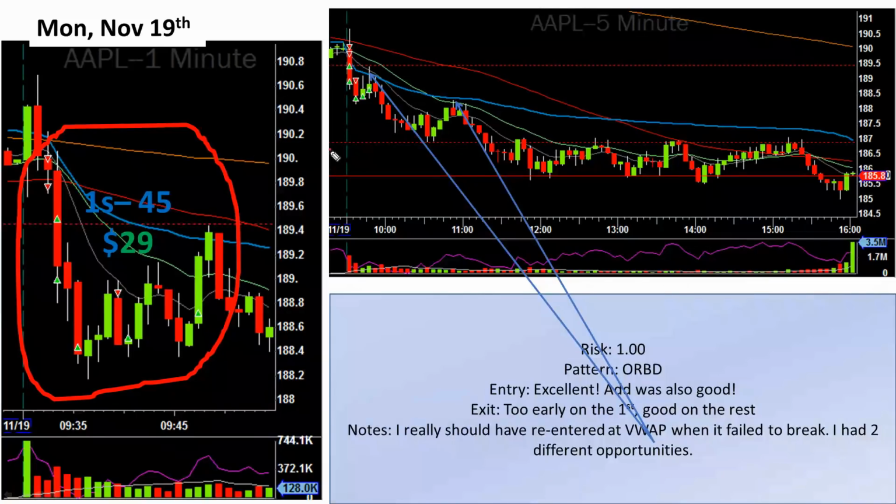So there's a question in the room about, can you talk about holding a winner? And absolutely, because we've had a lot of talk about that. So I generally have a different philosophy on holding a winner at the open versus holding a winner later in the day. And let me explain that.